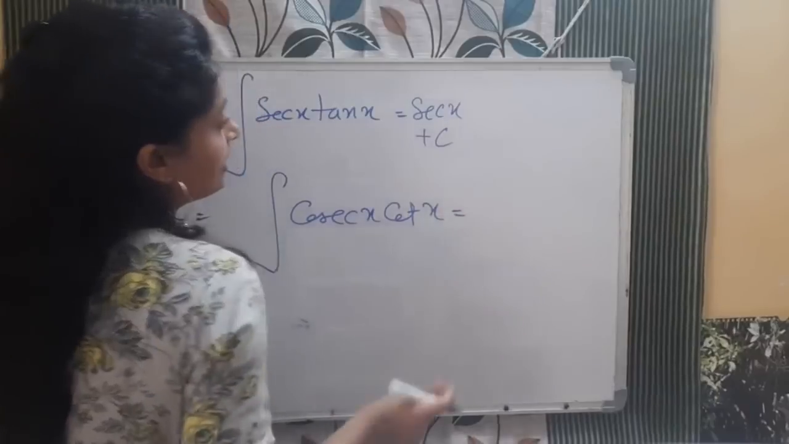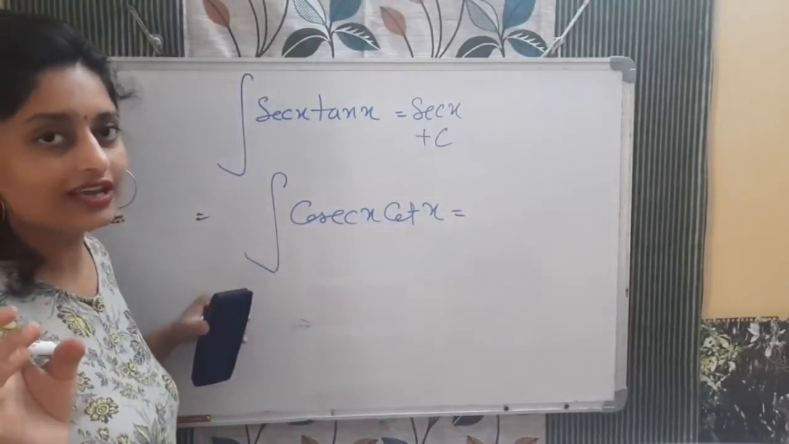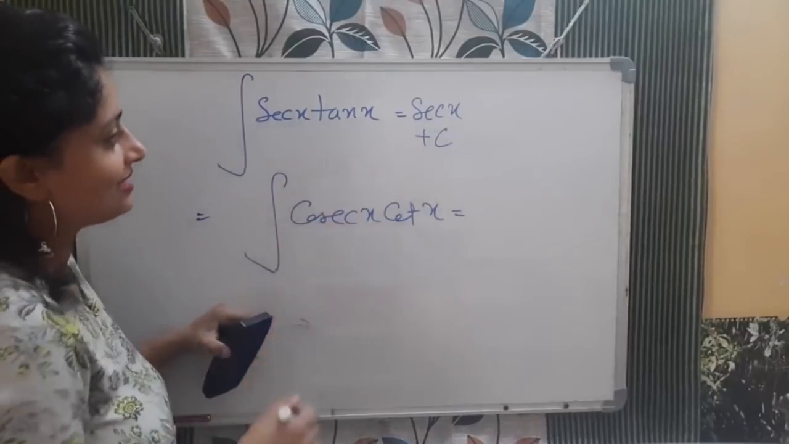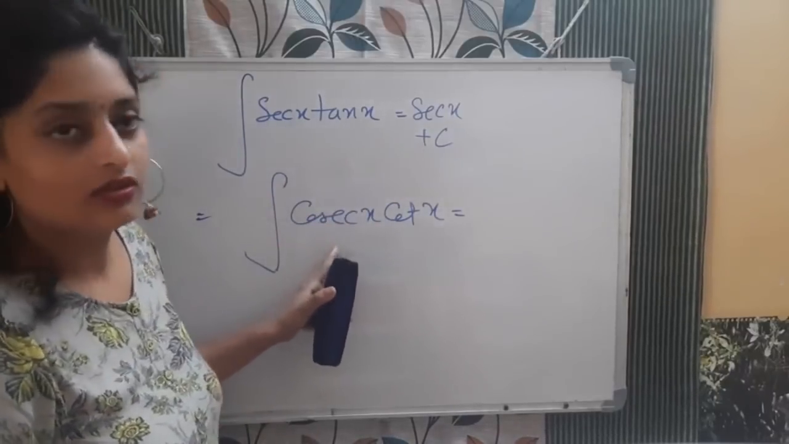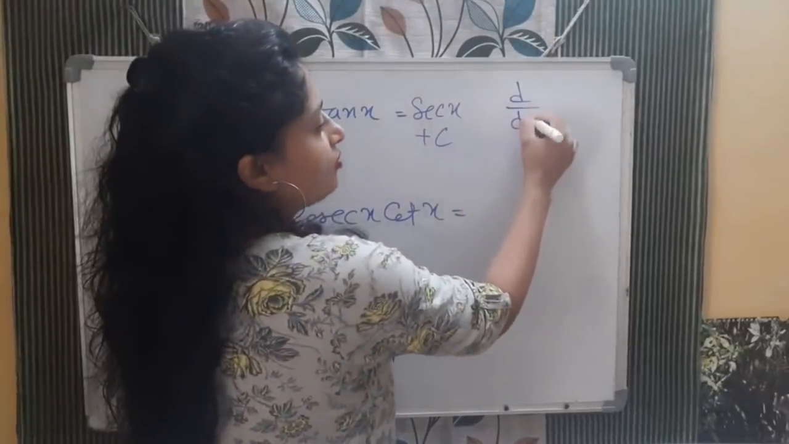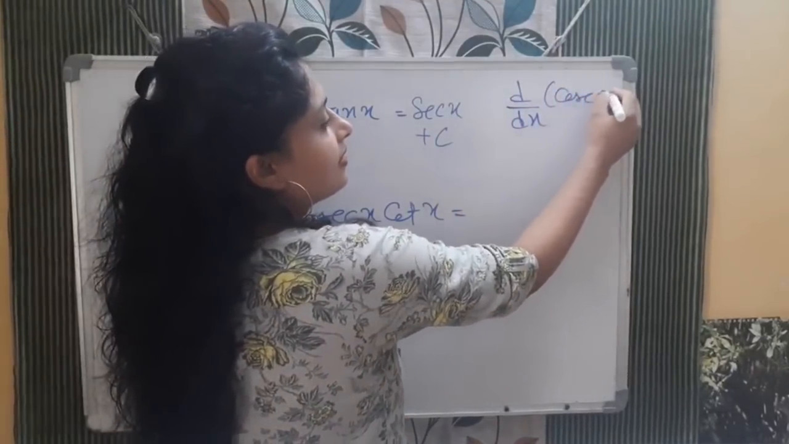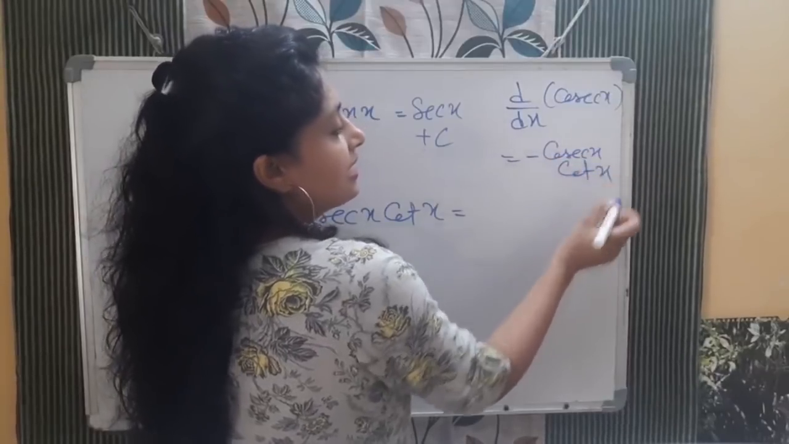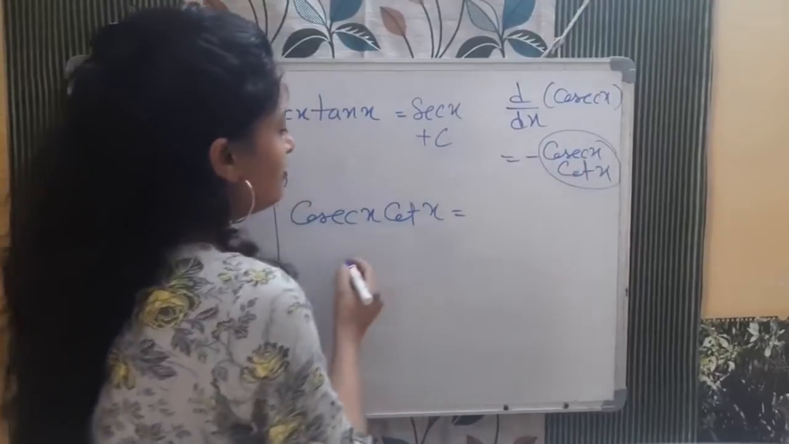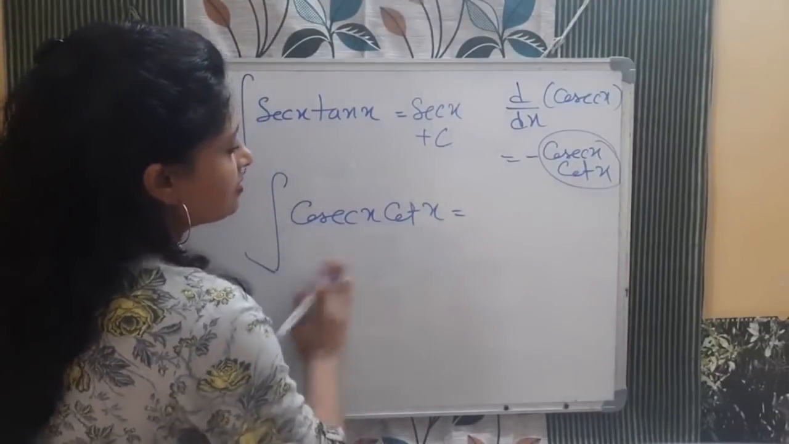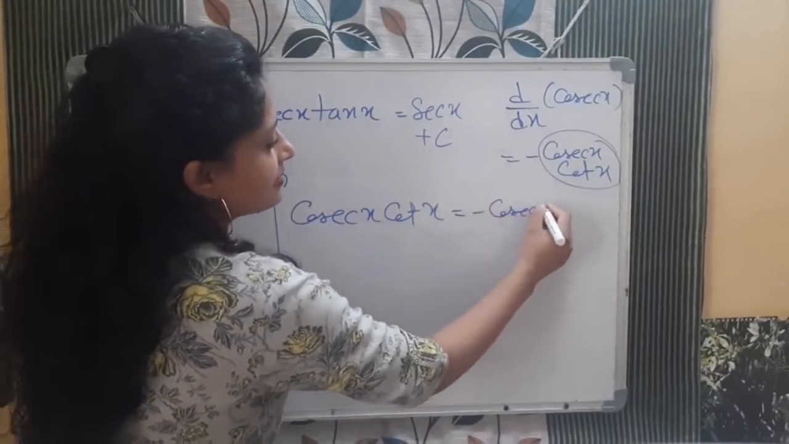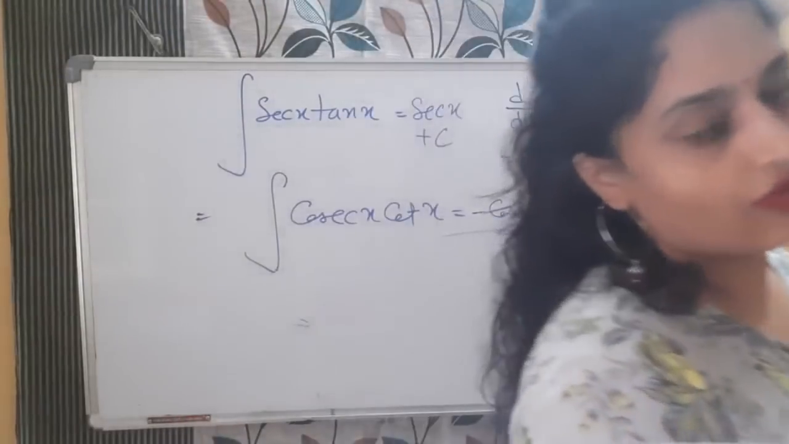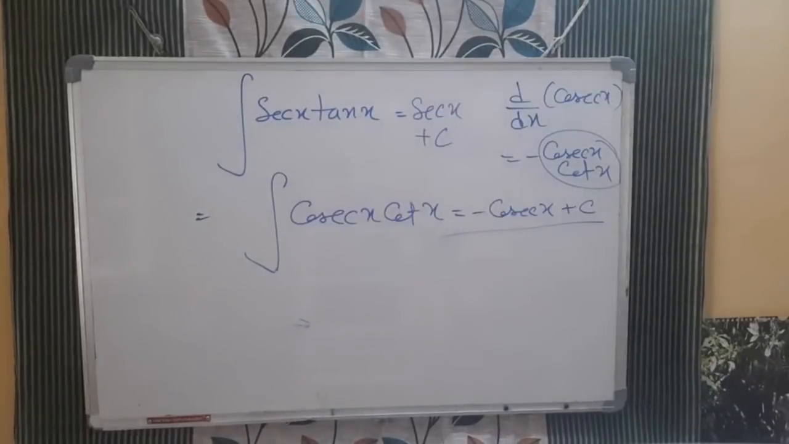Now you all know that cotangent x का differentiation क्या था? That the minus cosecant x into the cot x. So what will happen in this case? In this case, it was the differentiation of cosecant x, और इसका differentiation था minus cosecant x into cotangent x. Now I am saying integration of this. So it will be what? Minus. Answer will be what? Minus cosecant x plus c constant. So this is again one formula. So अगर आपको differentiation के याद है तो ये आपको easily याद हो जाएंगे.